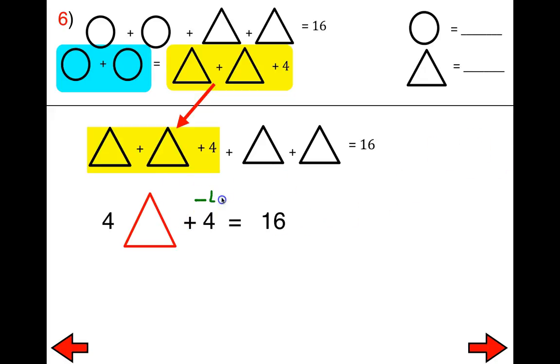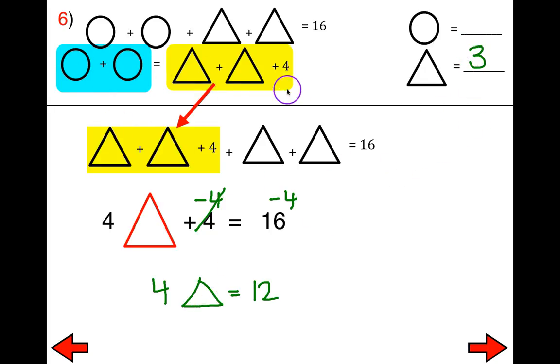I'm going to go ahead and solve by subtracting 4 from both sides, leaving me with 4 triangles equals, let's see, 16 minus 4 is 12. So therefore, I would have to say that each of these triangles, since there's 4 of them, would have to represent 3.